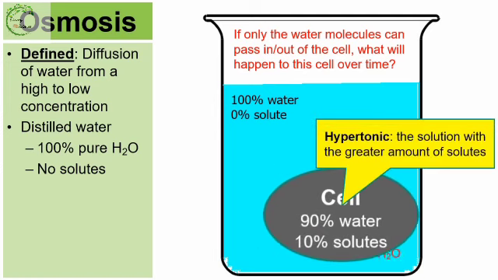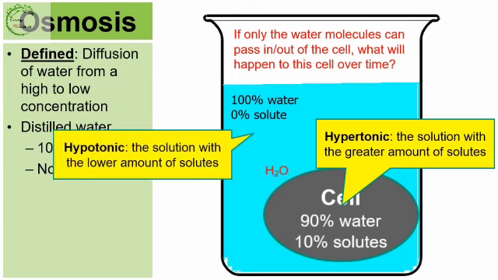And so what we have here, the solution inside of the cell, is an example of a hypertonic solution. A hypertonic solution is one that has a greater amount of solutes. Now there's only 10% solutes, but that 10% is greater than the 0% on the outside. And so the solution on the outside is called a hypotonic environment, a hypotonic solution. This is a solution with a lower amount of solutes. So you have to compare the two. Compare the solution in the beaker to the solution in the cell.